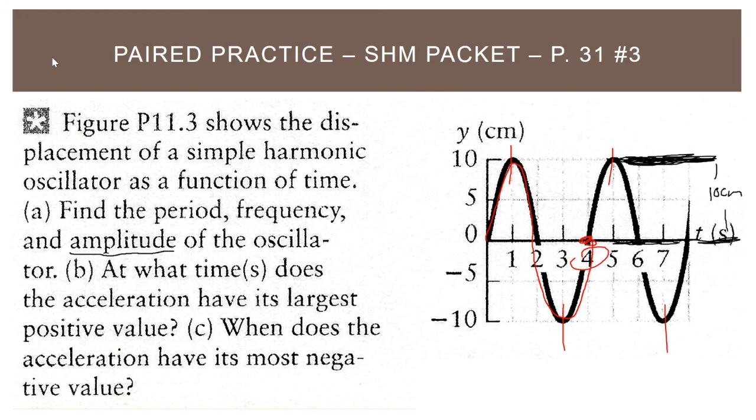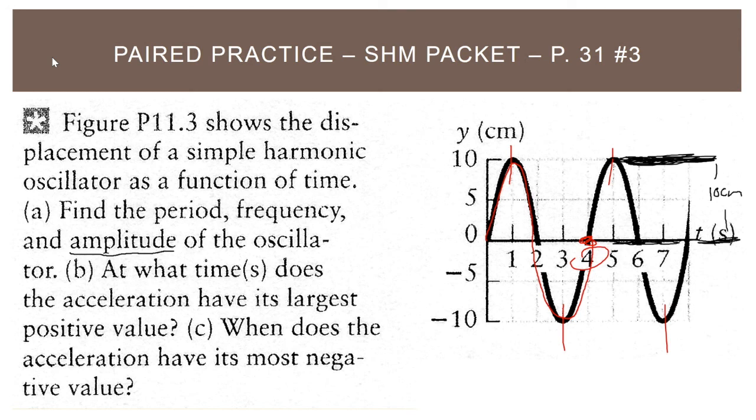Okay, let's go back to parts B and C. Parts B and C ask you at what time does the acceleration have its largest positive value or its most negative value? I want you to give this one a shot on your own. Come up with an answer for the times, come up with an explanation for the times, and when you hit play, we'll go over it.